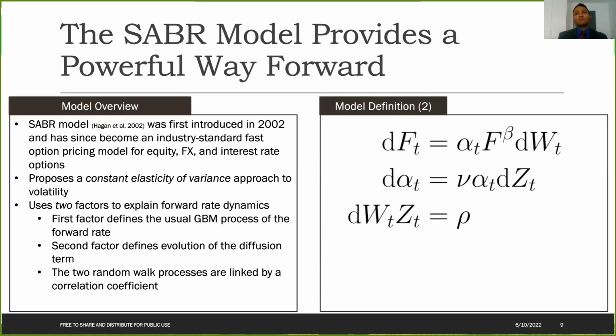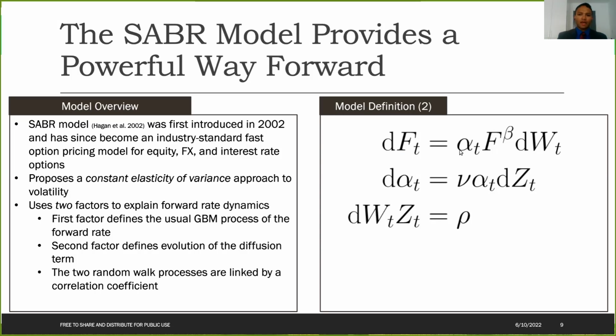So Hagan, Lesniewski, Kumar and Woodward propose a different schema where they slightly relax two of the assumptions with respect to the forward rate process and the volatility process in the original Black 76 formulation. First, they say that the forward process, instead of being a straight linear process, is actually what you might call a constant elasticity of variance process. So here you can see the forward rate has an exponent attached to it, a beta exponent. And that is a constant.